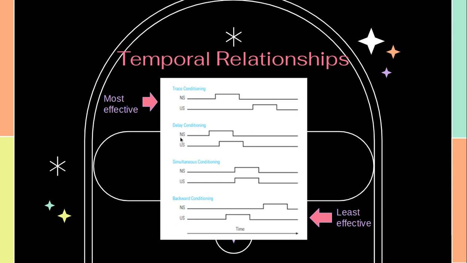Delay conditioning is similar, except that the neutral stimulus is presented first, but then the unconditioned stimulus is presented while the neutral stimulus is still being presented. Simultaneous conditioning is when the NS and the US are presented at the same time. And then backward conditioning is when the US, as you can see from this bump here, is presented before the NS. And this is going to be the least effective type of respondent conditioning.